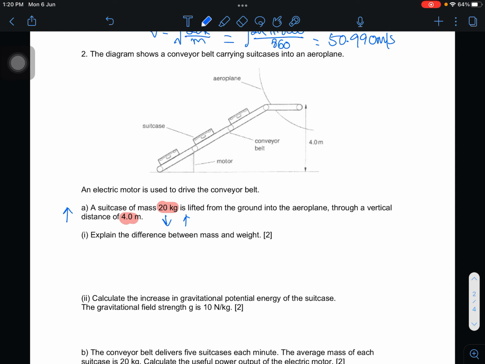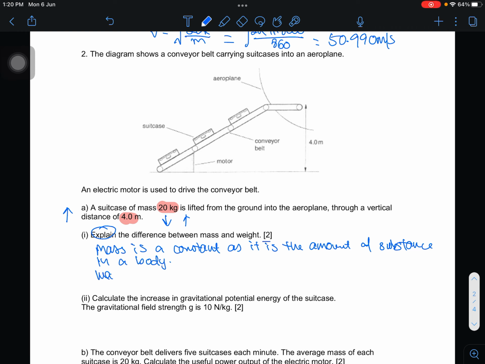Explain the difference between mass and weight. 2 marks. Explain. They are not asking you to state. So please do not tell me things like mass is constant, weight will not be constant, blah, blah. We need to explain. Mass is a constant. Why? As it is the amount of substance or matter in a body.